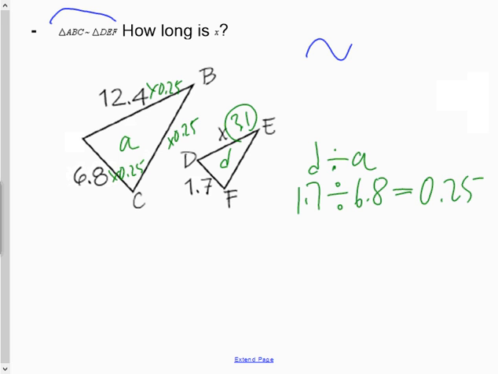What was used from my original triangle to create that reduction? What was the scale factor? What number did I multiply all of the sides by to get the reduction?